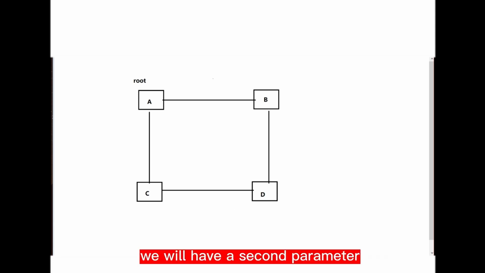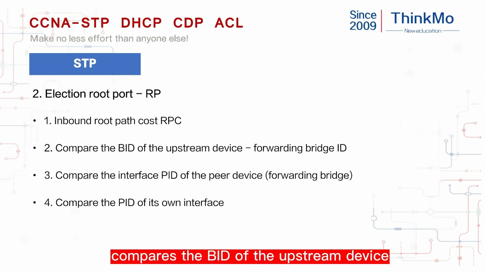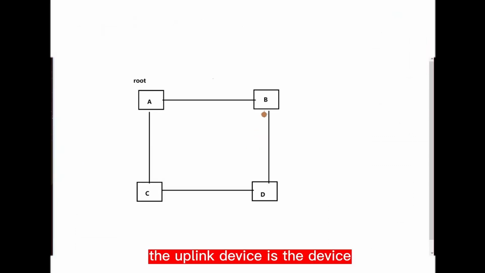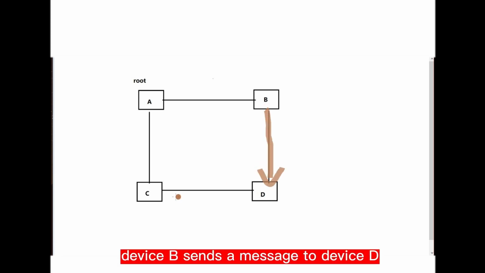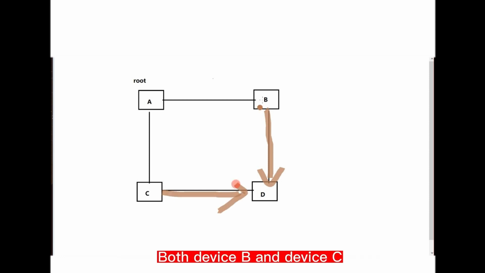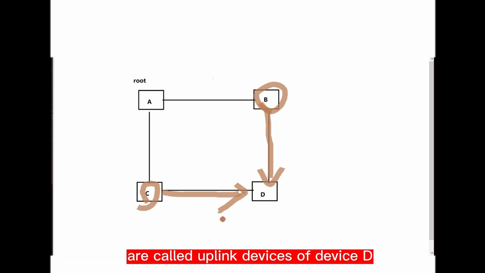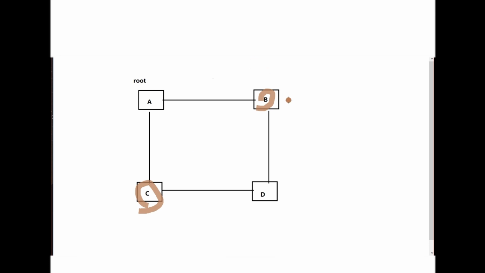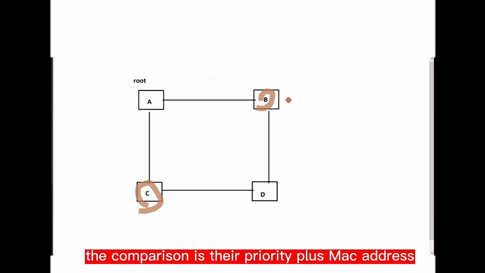So we will have a second parameter. The second parameter compares the bridge ID of the upstream device, that is, the forward bridge ID. The uplink device is the device that sends this message to you. For example, device B sends a message to device D, and device C sends a message to device D. Both device B and device C are called uplink devices of device D. If the RPC can't be compared, I will compare the bridge ID of the upstream device. In fact, the comparison is their priority plus MAC address.